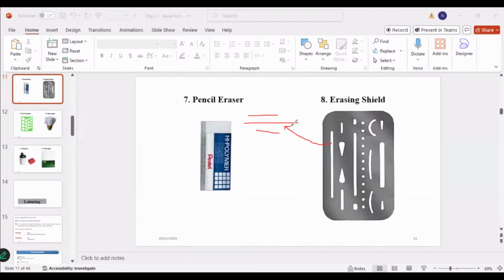Okay. So we can use that one for erase specific lines or shapes. Okay. So that is the usage of a erasing shield.